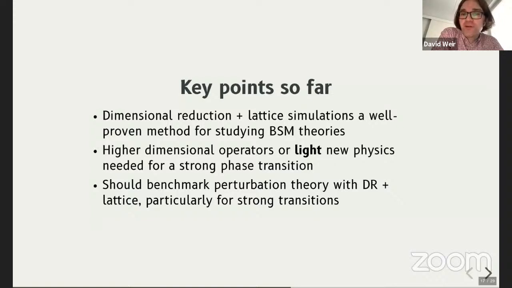All right, so what are the key points so far? What have I tried to tell you? I've tried to tell you that dimensional reduction and lattice simulations are, since the 1990s, a very well proven method for studying these BSM theories. They are kind of the gold standard in some sense.